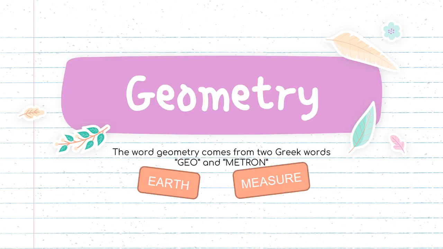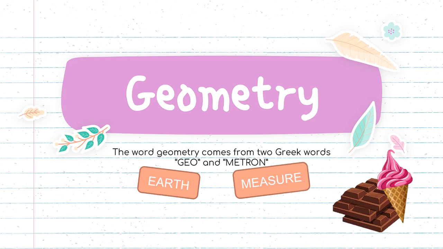Now, let's talk about geometry. The word geometry comes from two Greek words, geo and metron. Geo means earth and metron means measure. So the word geometry means earth measurement. We have real-life examples of geometry.